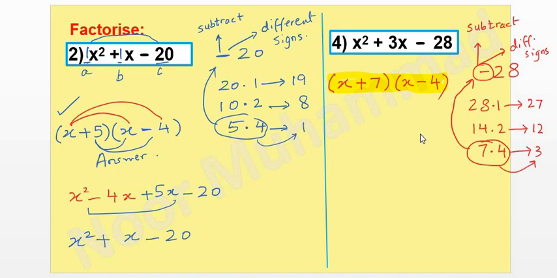So here is the answer for question number 4. 7 times 4 was giving us 28, and if I subtracted it, it gives me 3, the middle term, and then I placed the middle sign with the bigger number, and I kept the other one opposite to it. That means it is negative right now. So this is the answer.